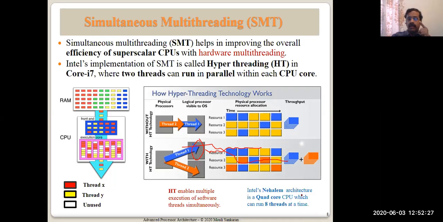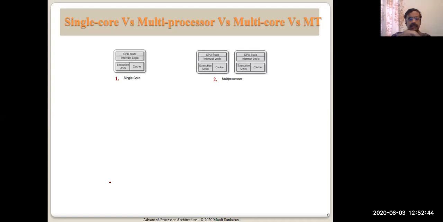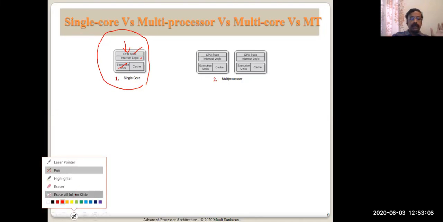Fine. Now the Nehalem architecture, what we are going to see is a quad core. Now 4 cores are there, each of them having the capability of running 2 threads, similar to this, not more than 2. Now you are all ready to understand it. Let me give you a summary. Single core means a chip having a single CPU state, interrupt logic, execution units, maybe multiple execution units, but only one process is running at that time. Of course, there is one cache and it will be used by the process. Cache is inside the CPU.